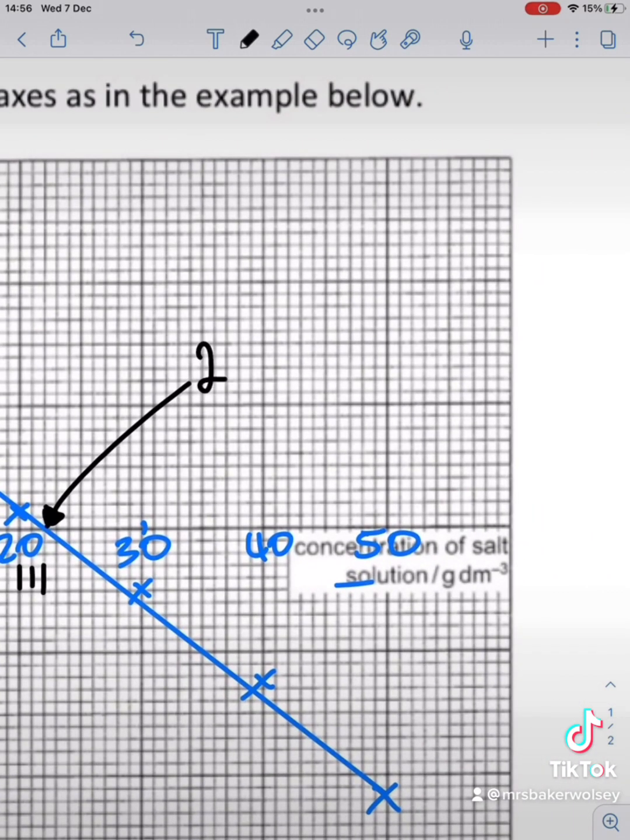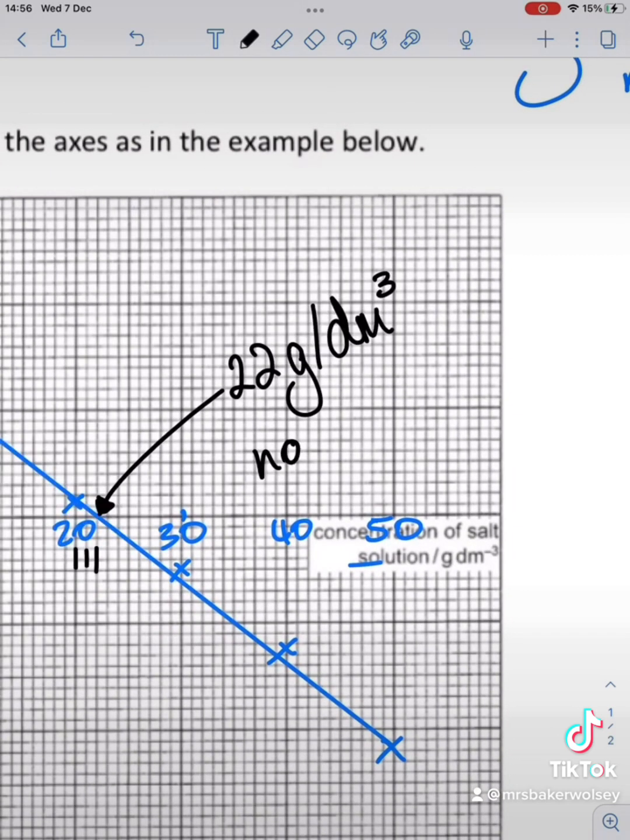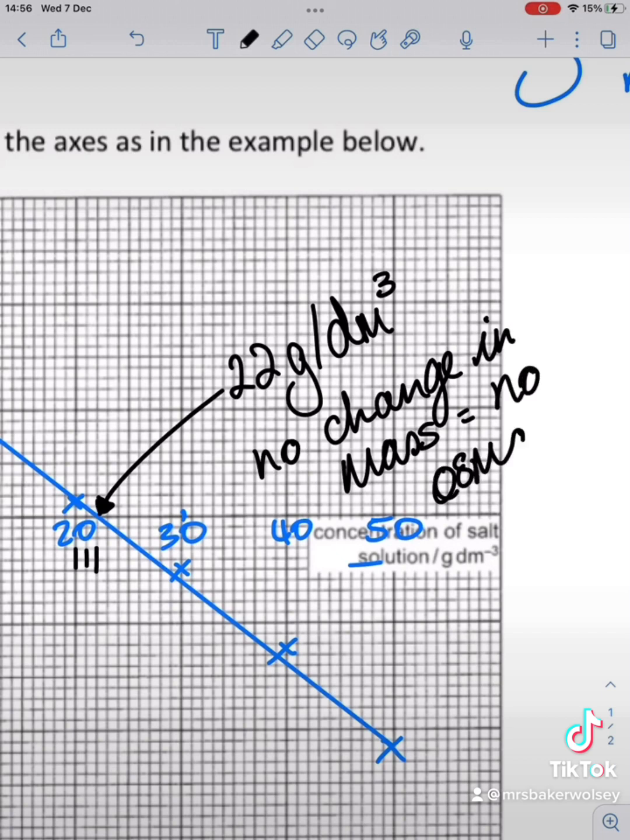per dm cubed. That means if there is no change in mass, that must mean no water is going in or out, and that must be because the water potential inside and outside the cell is equal, and the concentration of the solution is equal to that inside the egg. 22 gram per dm cubed must be the concentration of an egg.